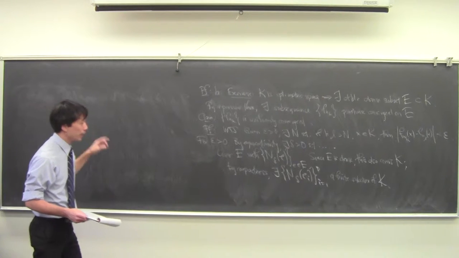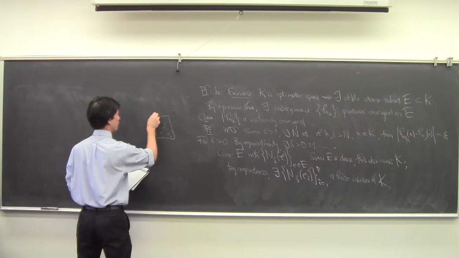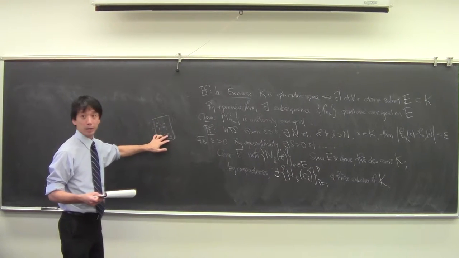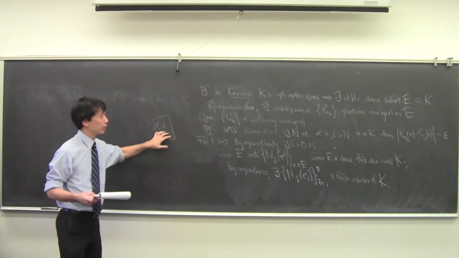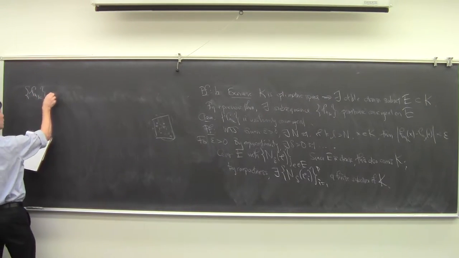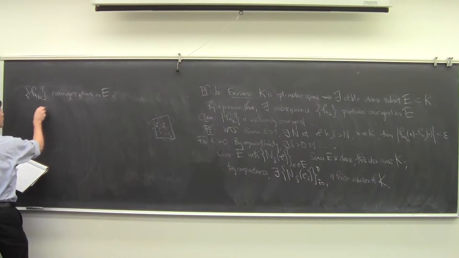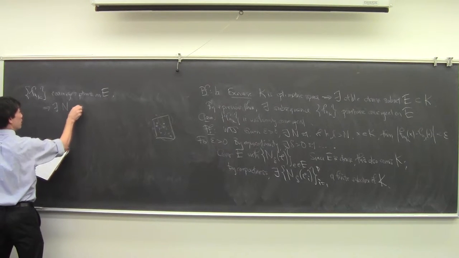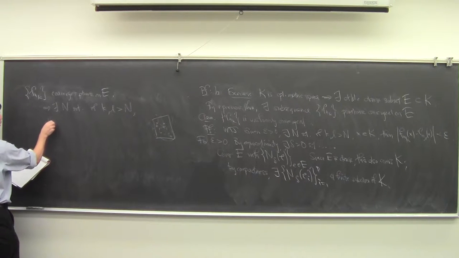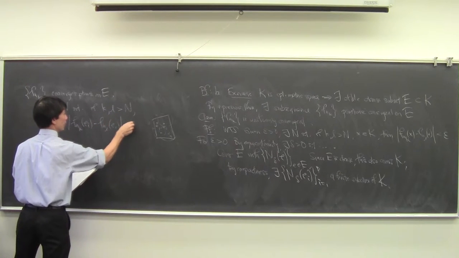Okay. So at this point we've covered K with these balls around e1 through en, right? And the f sub n_k converge pointwise on these points. So f_{n_k} converges pointwise on E, right? So there exists some N such that if k and l are bigger than N, then |f_{n_k}(e_i) minus f_{n_l}(e_i)| is smaller than epsilon.